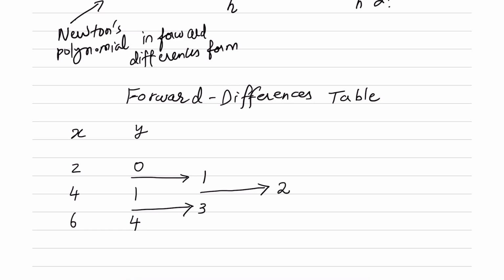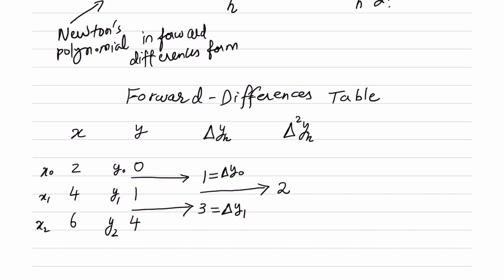Let's name the values: x0, x1, x2, y0, y1, y2. The third column is named as forward yk. The fourth column is named as forward square yk. This value will be denoted as forward y0. This value is forward y1.